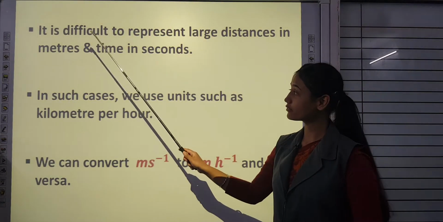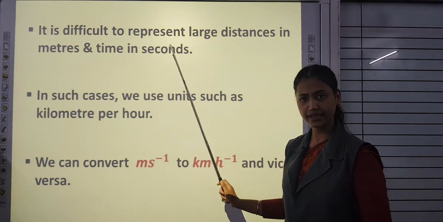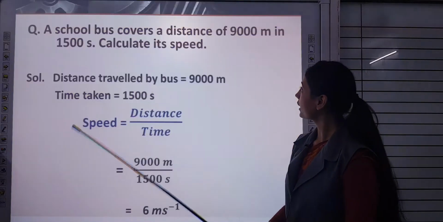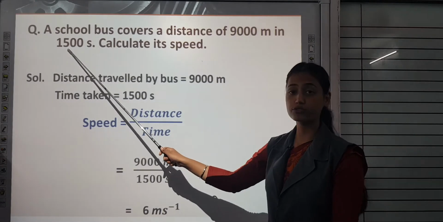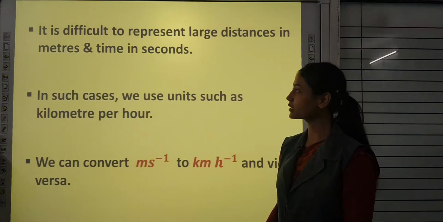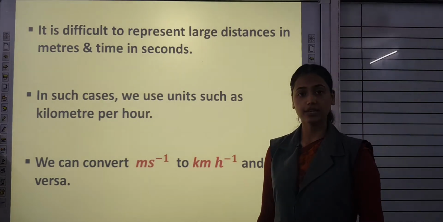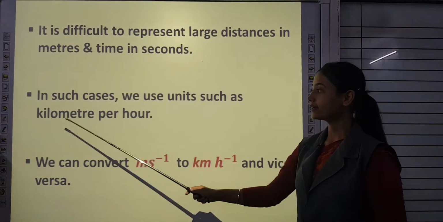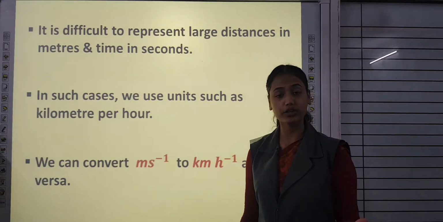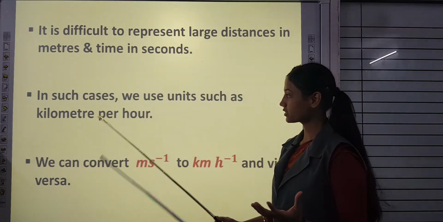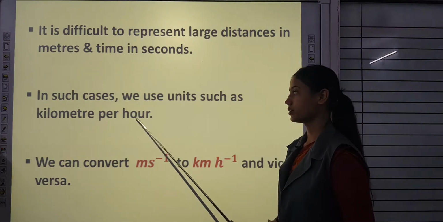But now, it is difficult to represent large distances in meters and time in seconds. Like here we were taking the large distance 9,000 meter and time was 1500 seconds. So, it is a little bit complicated. So, instead of meter per second, we can use the larger units like kilometer per hour. Instead of meter, we are taking the bigger unit of distance, which is kilometer, and instead of second, we are taking the greater unit of time, which is hour.